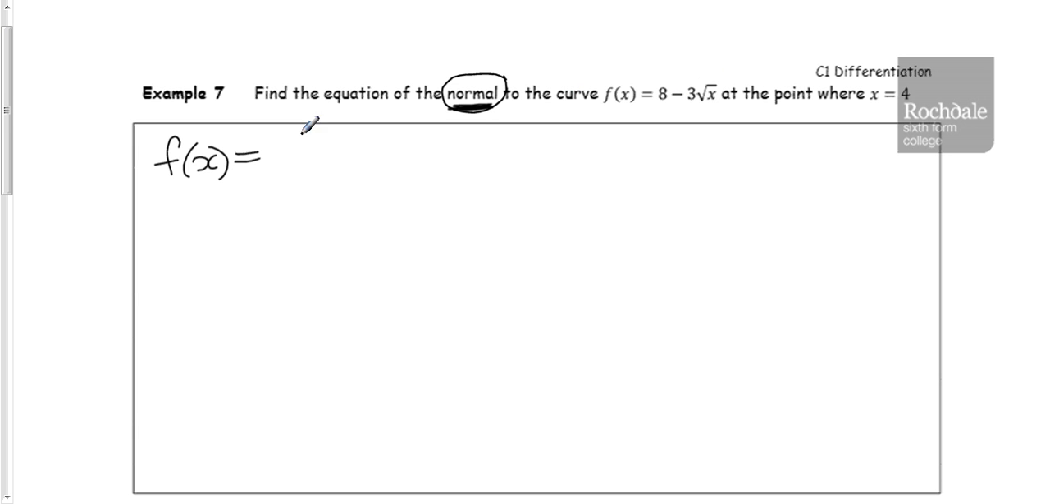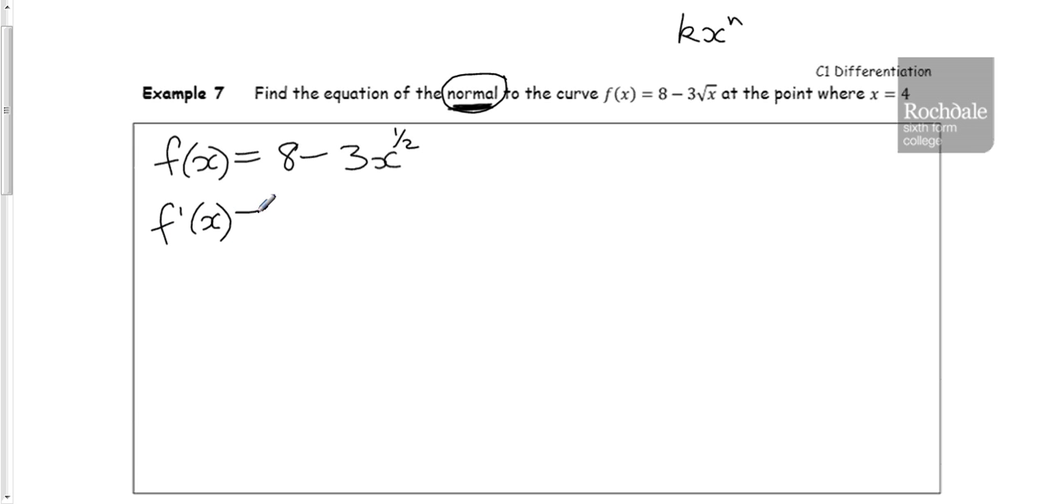So it's 8 take 3 times root x. Now that's not in a format we can differentiate. It needs to be a power for us to differentiate it. So we use what we know about indices, and we rewrite root x as x to the power of a half. Now it's ready to differentiate.